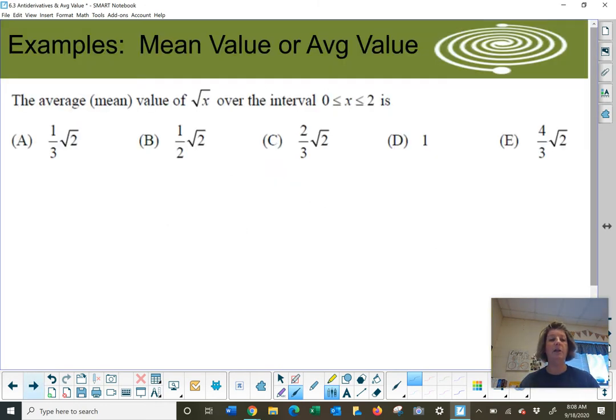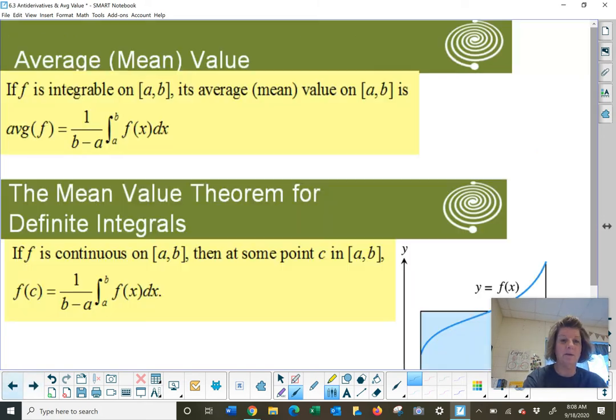The average mean value. If f is integrable on the closed interval a to b, its average mean value on a to b is the average of f, and we come in with a 1 over b minus a.